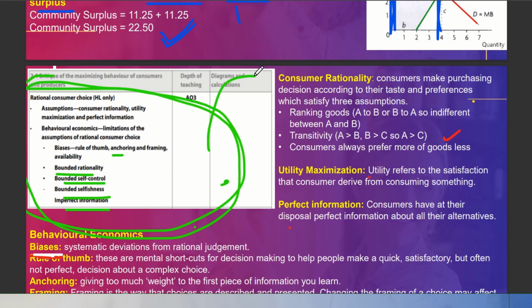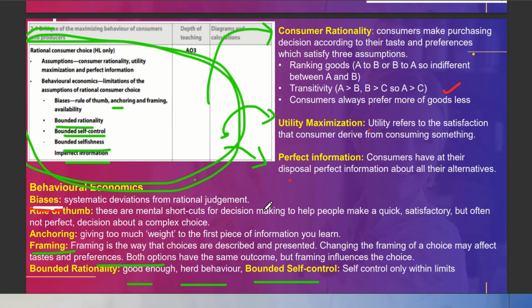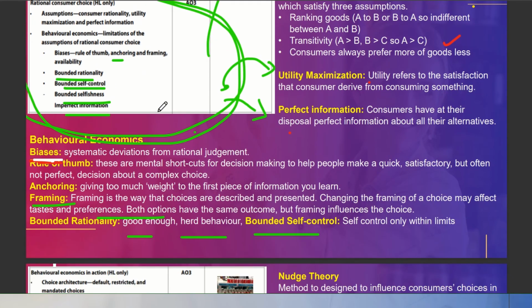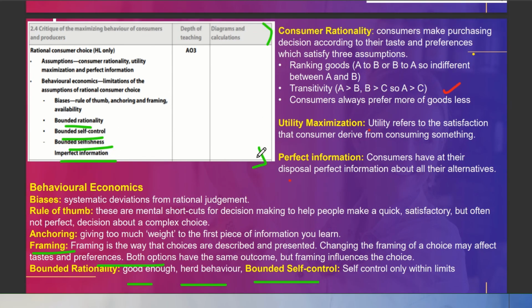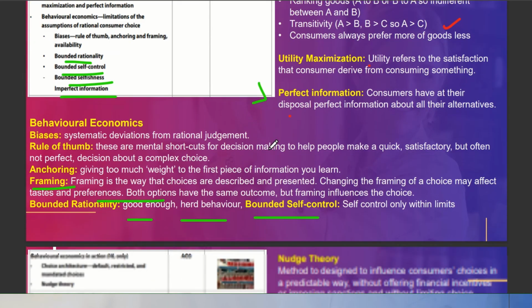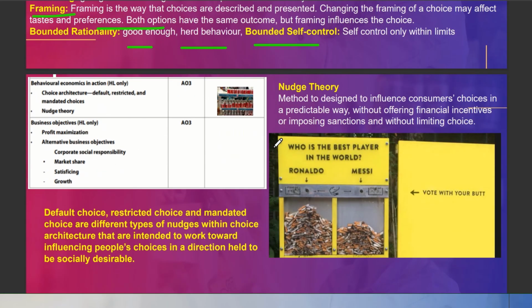So this is rational consumer behavior: consumer rationality, utility maximization, perfect information. But there are certain limitations. Consumers are biased: rule of thumb, anchoring and framing, and availability. And the next one is bounded rationality, self-control, selfishness, and imperfect information. So please revise this once again. You need to have clear knowledge in this part.